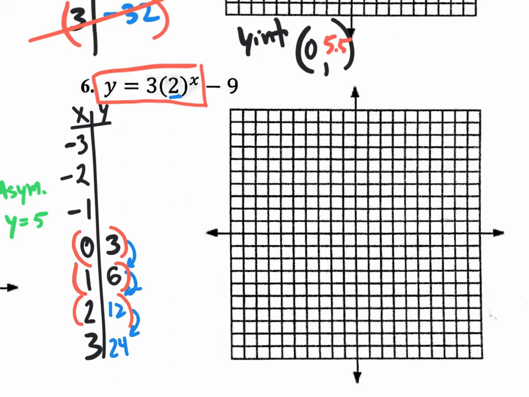Let's graph 0, 3. 0, 1, 2, 3 is right here. And let's graph 1, 6. 1, 1, 2, 3, 4, 5, 6. It's right there. And 2, 12, it's going to be 2 units off of the graph.